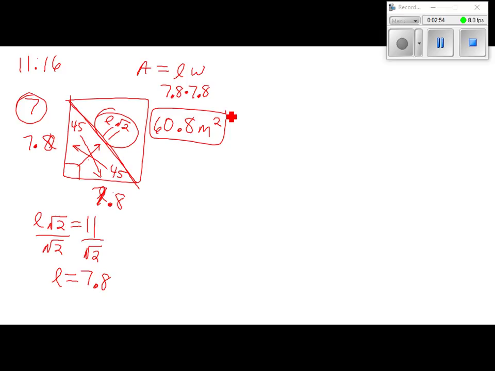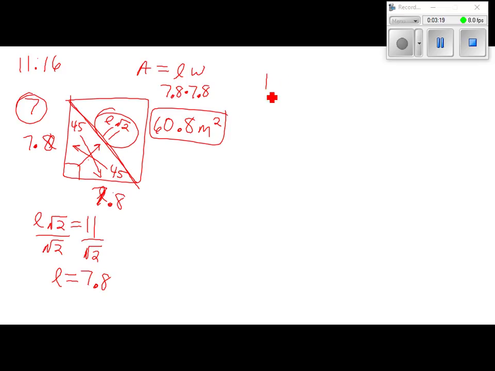Next question. Before we go on to the next question, how could I find the area of this triangle right here from the information we have right now? Just divide by 2. The area of the square is going to be double whatever the area of each of these triangles is, right? Which one next? 12.